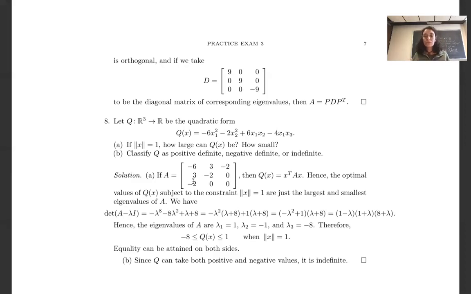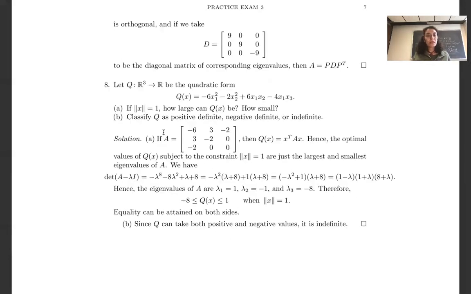Now, if you know the matrix, the rest will be easy because, by theorem, the quadratic form will change between the minimum and maximum eigenvalues of your associated matrix. So you have to find the eigenvalues of this matrix. If you find the characteristic polynomial and determinant, you will find that the eigenvalues are 1, -1, and -8. So for any unit vector x, your quadratic form will change between the minimum eigenvalue and maximum eigenvalue. This is given already as a theorem.